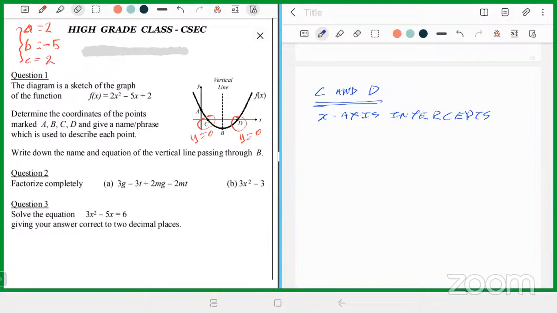They are the x-axis intercepts, which are also called the roots. We refer to them as the roots. And to get those two values, we have to solve the quadratic equation, the equation that is associated with this function.